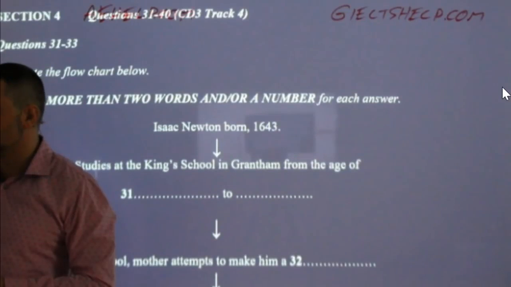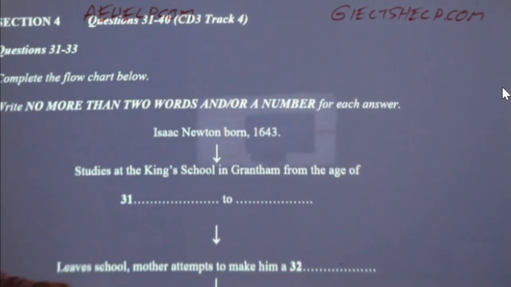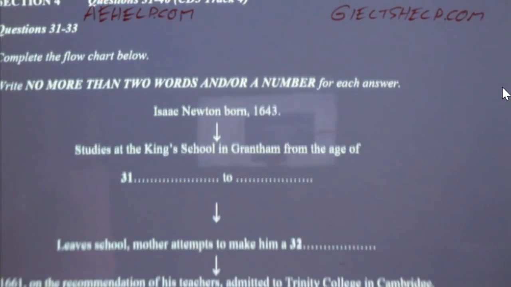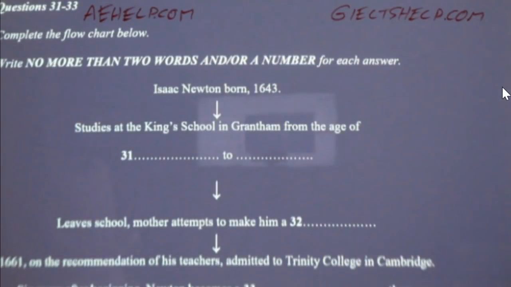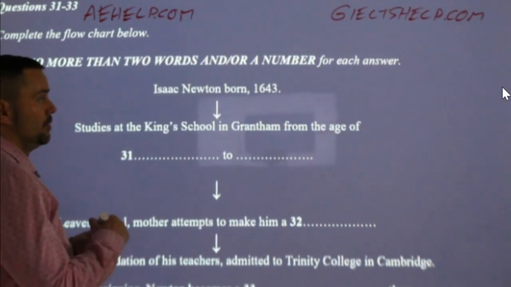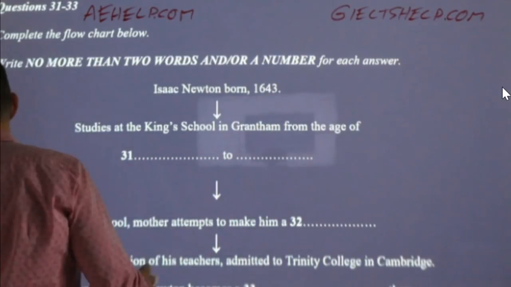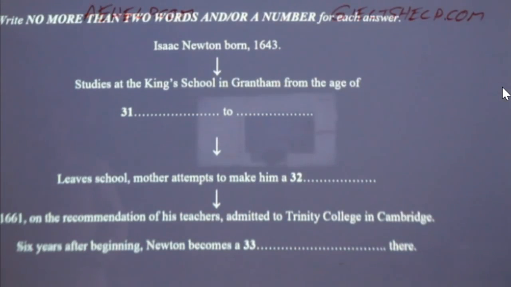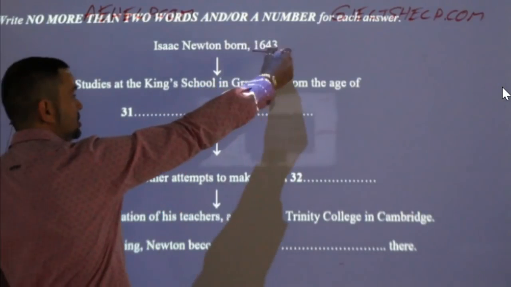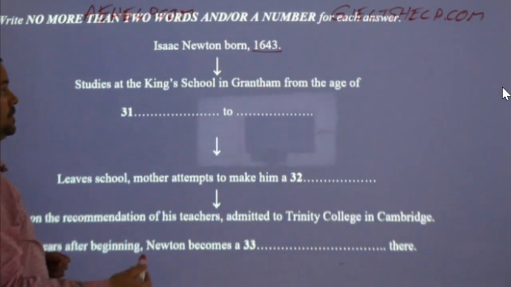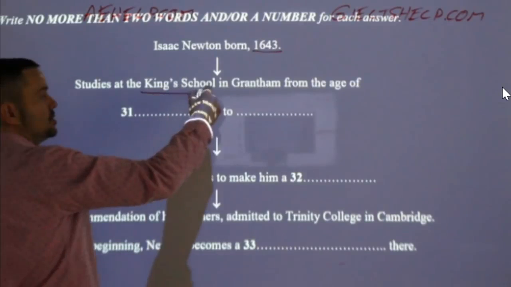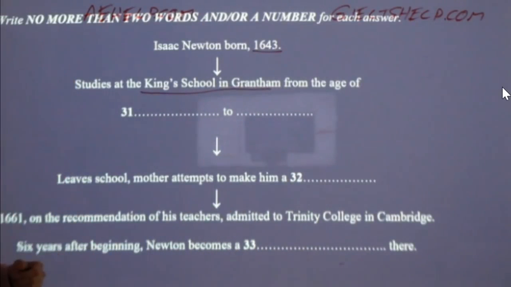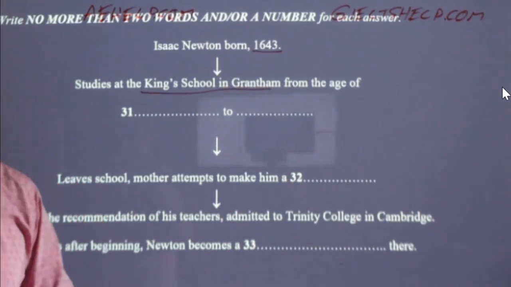All right, so let's go back to the beginning and let's work through this together. First of all, we have a flow chart. In flow charts, pay very careful attention to some key information. So you know the position of the audio. Here, some key information is the date, 1643. So pay attention for that. Names will give you positioning. So King's School in Grantham, that will give you positioning. Pay attention to that. Okay.